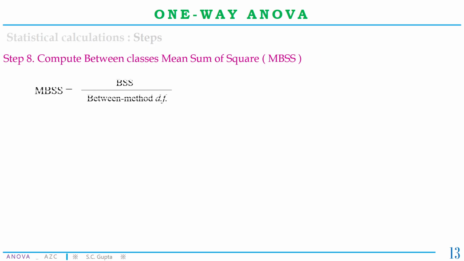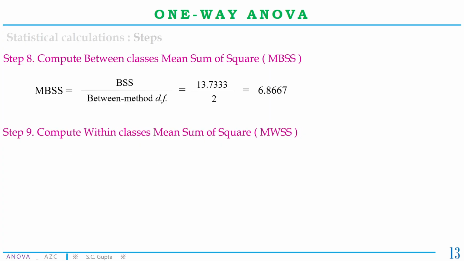Step 8. Compute between classes mean sum of square. MBSS. MBSS is equal to BSS divided by between method degree of freedom. MBSS obtained is 6.8667. Step 9. Compute within classes mean sum of square. MWSS. MWSS is equal to WSS divided by within method degree of freedom. MWSS obtained is 2.1.